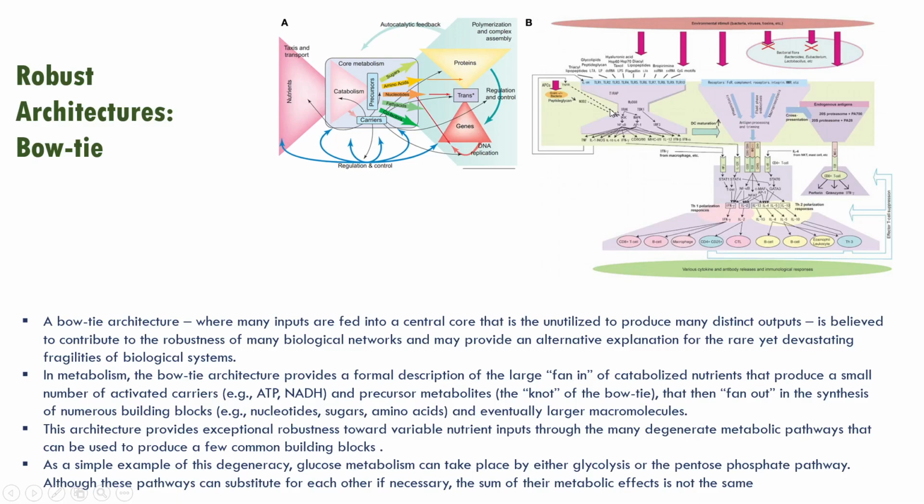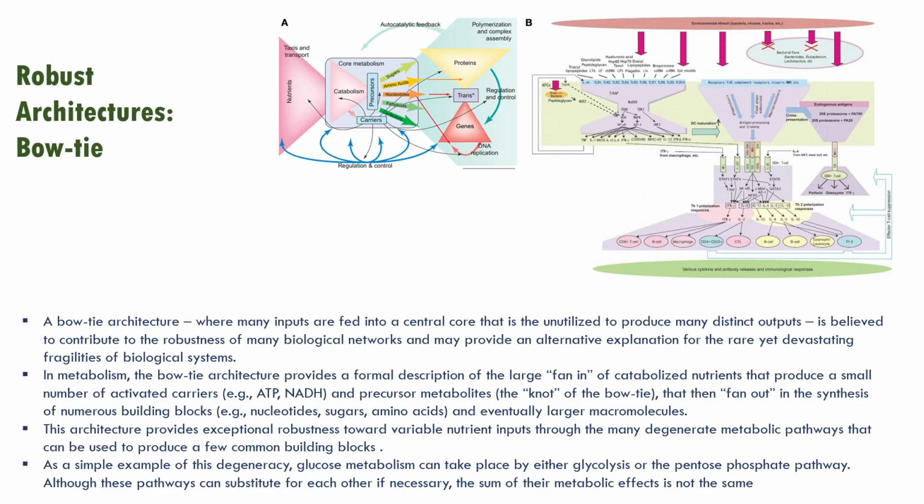So what is it? A bow tie architecture will have many inputs that are fed into a central core, which is utilized to produce many distinct outputs. It's believed to contribute to the robustness of many biological systems. So the architecture is you'll have a lot of inputs, and in the middle there will be a central core which will be producing different outputs, multiple outputs. This kind of bow tie architecture has been tested to be very good for the robustness of the system.